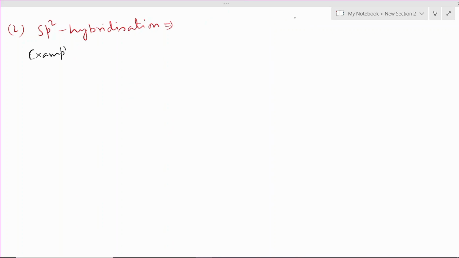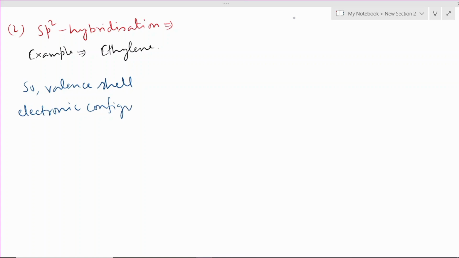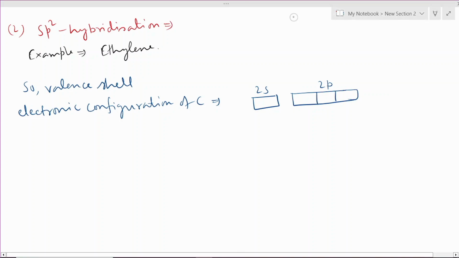Example of the organic compound with sp2 hybridization, that is ethylene. So the valence shell electronic configuration of carbon is, this is 2s and this is 2p. There are 2 electrons, here also 2 electrons, that is ground state.